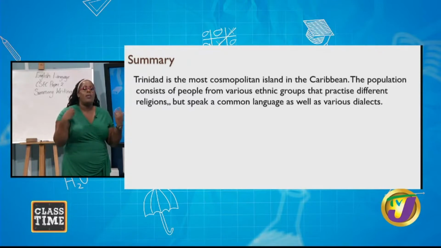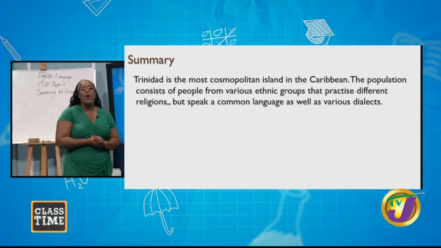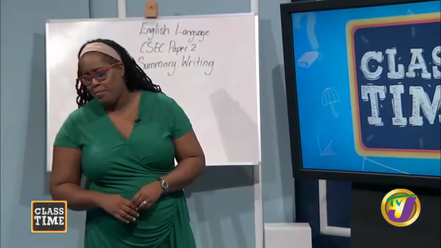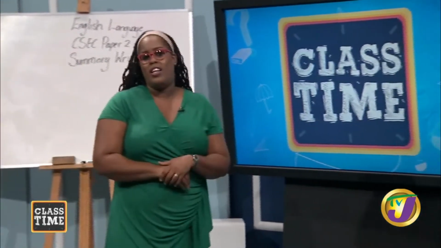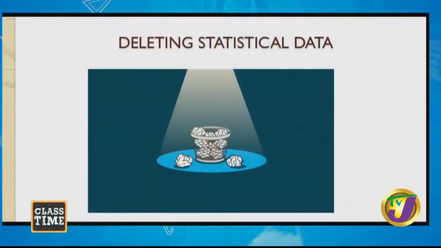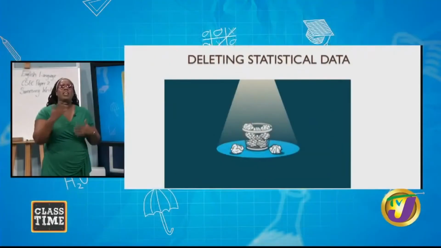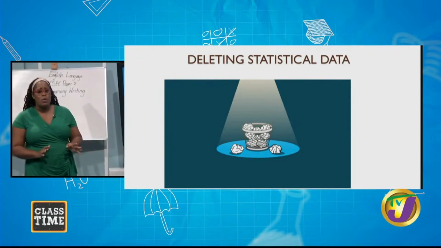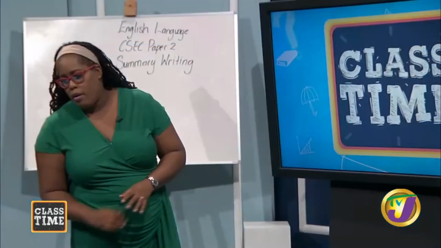And this is why we always emphasize that you do not need to include the examples when you're writing your summaries, all right? So we're moving on. Deleting statistical data. This is another step in summary writing. When we're writing our summaries, we don't need to include all of this information. We just need to get to the point so that persons are able to understand it better. So we don't need to include all that statistical data.